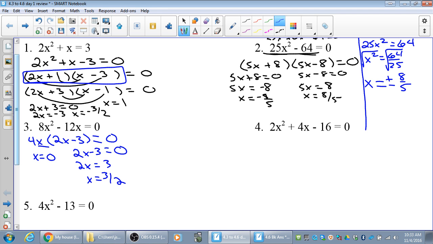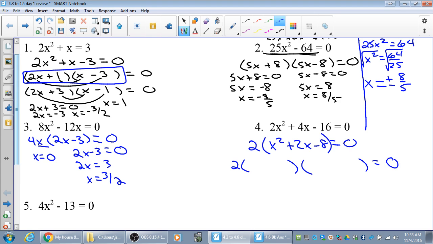What would you do first on 4? I know what I would do. Divide by 2, because everything's divisible by 2. So x squared plus 2x minus 8 equals 0. And I would like you to rather just think about factoring it out, because when we don't have equal to 0, if the 2 goes away, that's not right. So I would just consider factoring it out. Now we have 2 times the 2 parentheses.